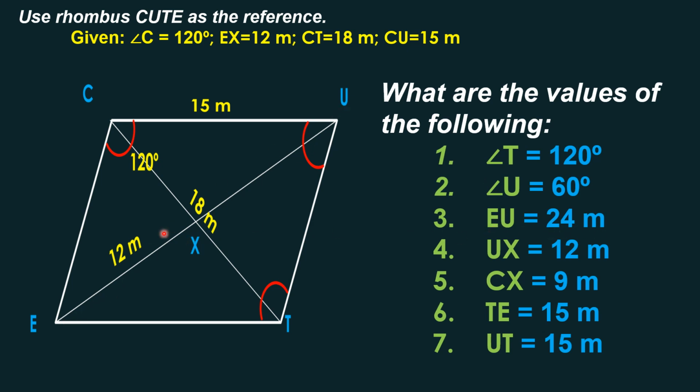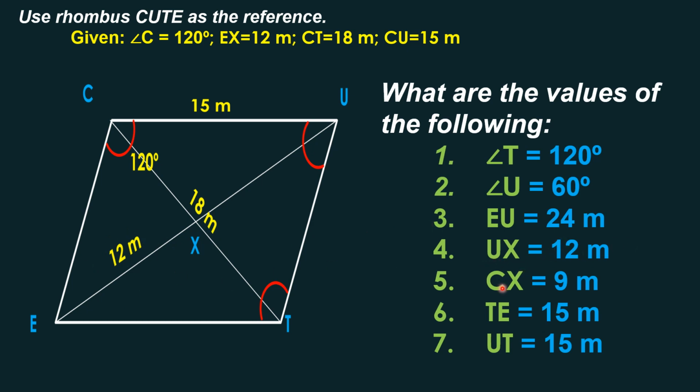Next, we have here EU. EU is the whole diagonal here. So EU is equal to 24. How did we come up with 24 meters? Because we have here the half of its diagonal, 12 meters. So we just have to multiply it by 2 for us to have the measurement of the whole diagonal EU, which is 24 meters. Next, UX. UX is half of diagonal EU, which also has the same measurement as EX.